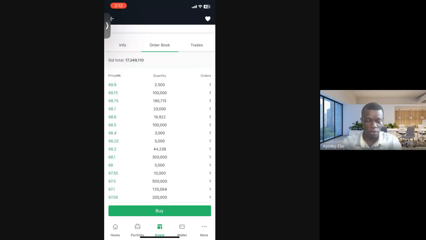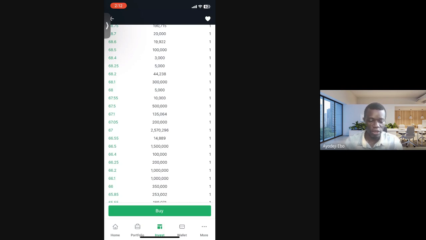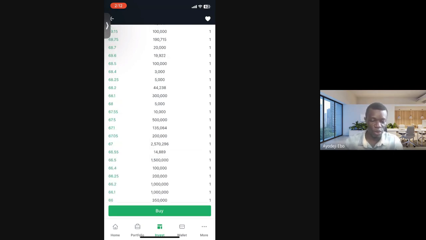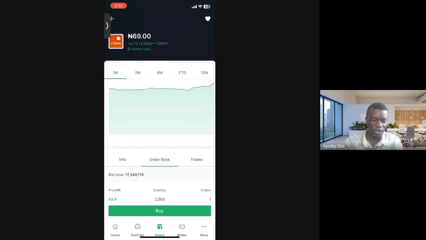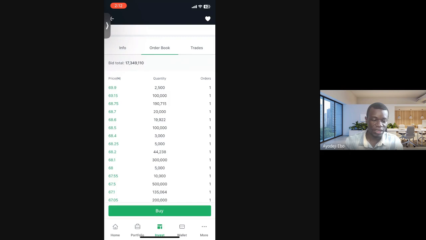So you may want to look at that before you place your trades. Then look at the offer. Those that are trying to sell, 4.4 million, at what price? You can see on the left hand side the prices each person is offering. Imagine that we're all investors here. You see the bid, someone is willing to buy at 69.9. That's the best bid in the market.